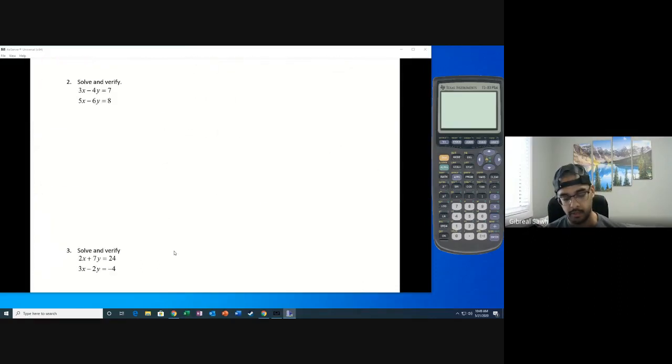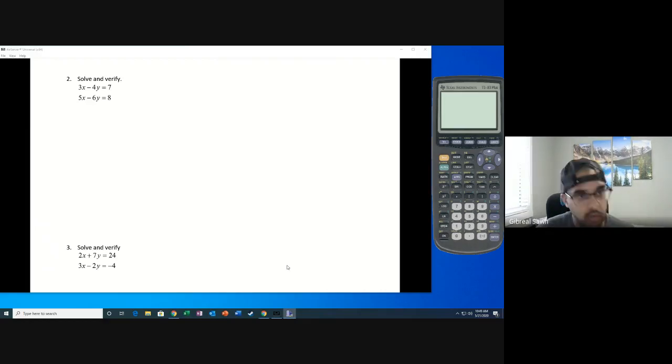Okay, let's try another one. Solve and again verify. I might skip the verification for these just to save us a little bit of time here, but I do have the answers in front of me, so hopefully if you go to verify it, you can double check that for yourself as well.